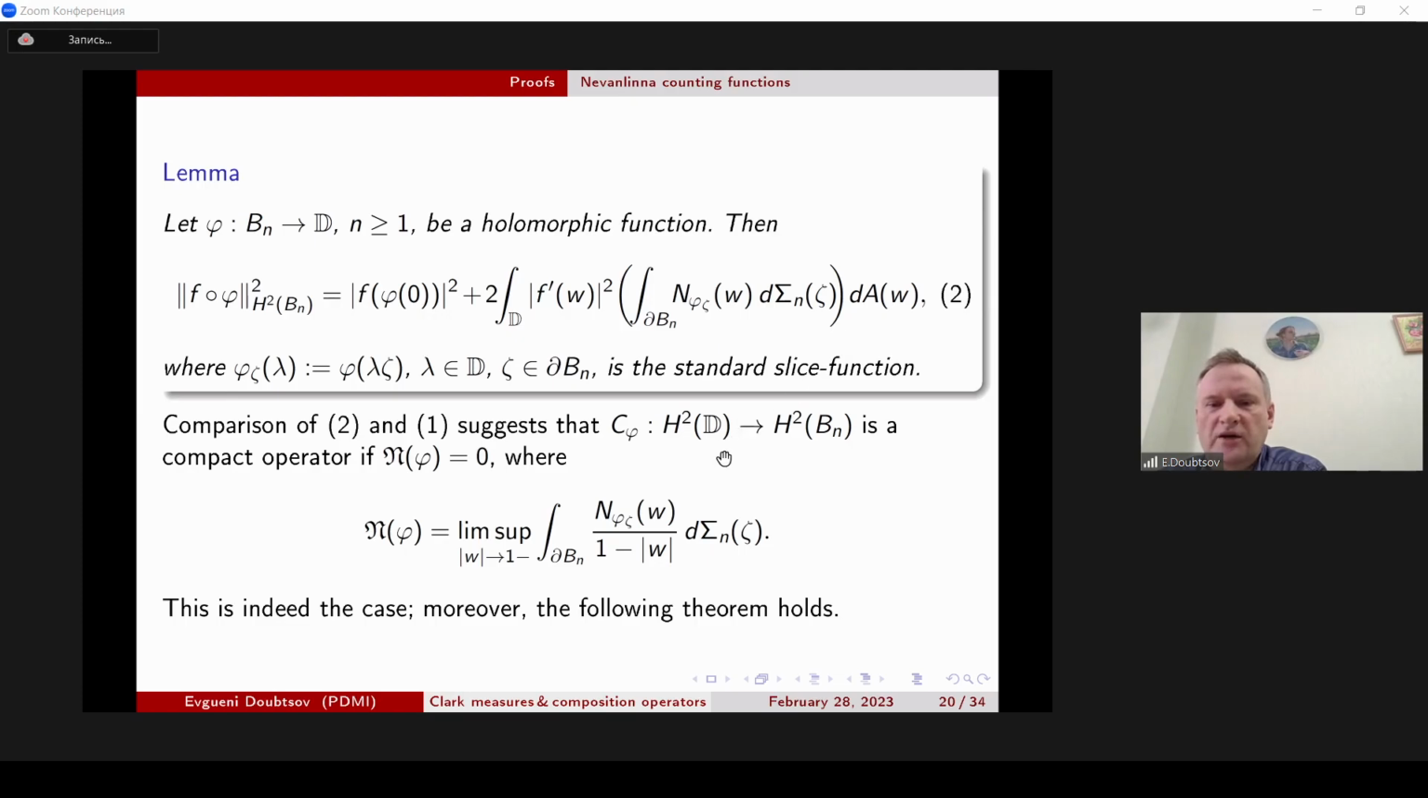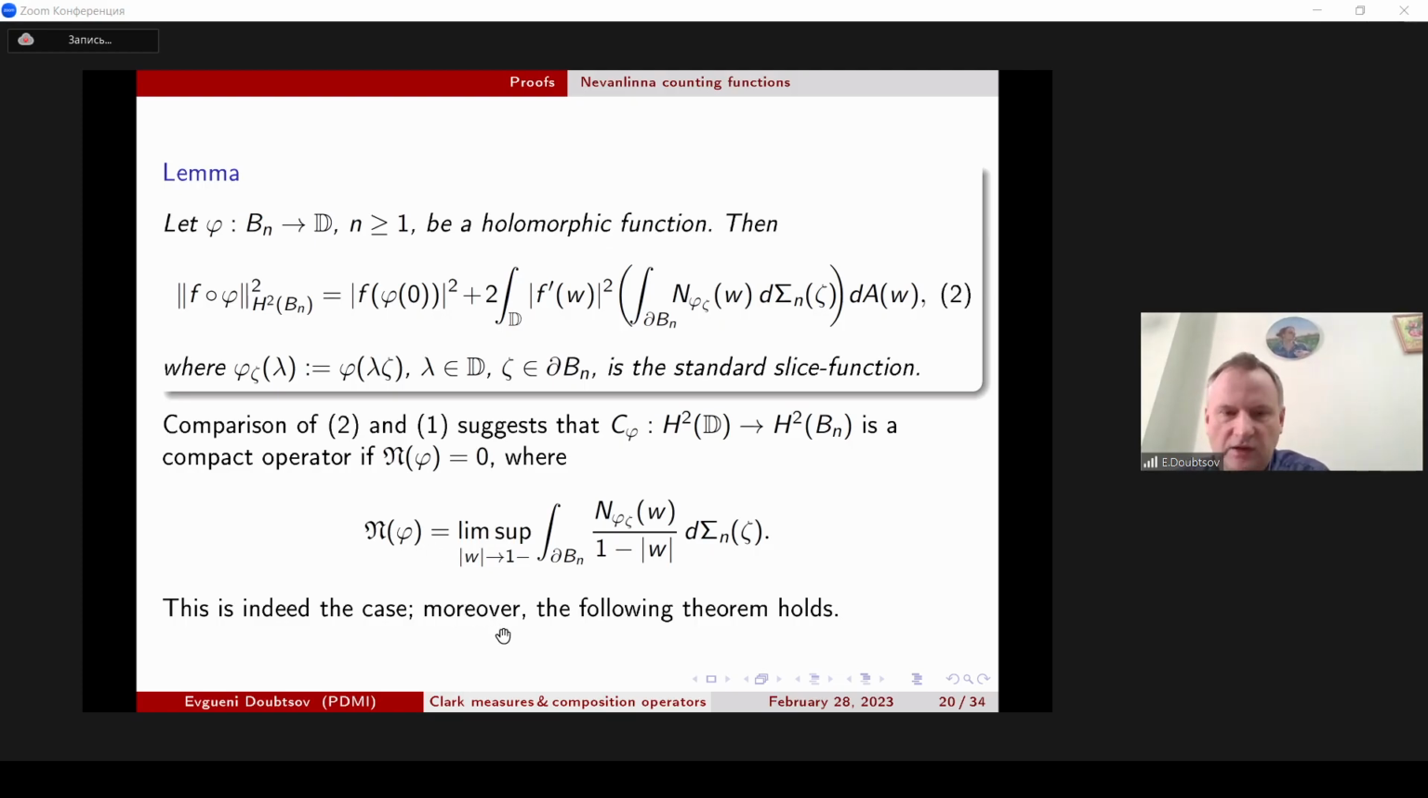So for compactness, it's natural to expect that the operator will be compact when the corresponding integral, in this case, or just in the case of the unit disk, the Nevanlinna counting function divided by 1 minus modulus of W, has lim sup as W goes to the boundary equal to 0. So compactness corresponds to boundedness with a constant. This is always true for the Nevanlinna counting function. For compactness, it should go to 0, so when we compute the corresponding lim sup.